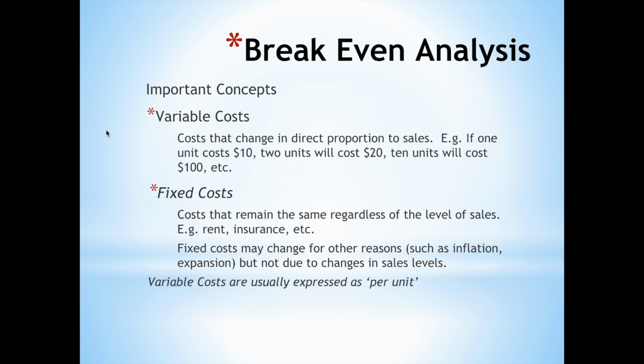So variable costs are usually expressed per unit. Think about it like this: let's say I have a grocery shop and I choose to sell apples. If one apple costs, let's say, 75 cents, and I want to sell a couple of apples, I just multiply 75 cents, the cost of one apple, by the number of units I sell. Whereas a fixed cost is not measured by units, it's measured as a whole.